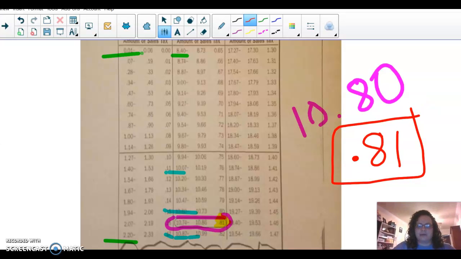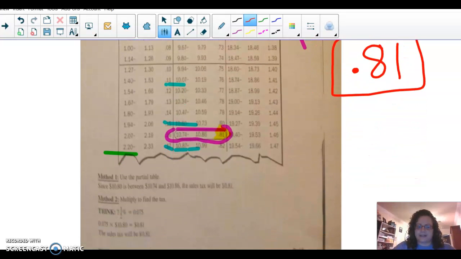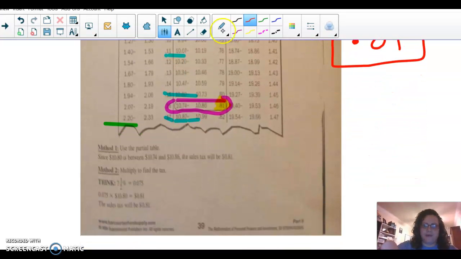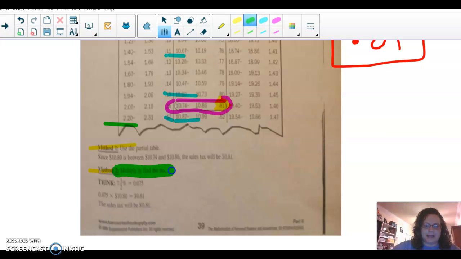Now I want to show you how we find the tax when we don't have a tax table. So method one, again, was using the tax table, right? Now we're going to look at method two. For method two, we need to multiply to find the tax. All we have to do is multiply the cost times the tax rate. But before we can multiply, we need to change our percent to a decimal. So let me break down how they change 7.5% to a decimal.